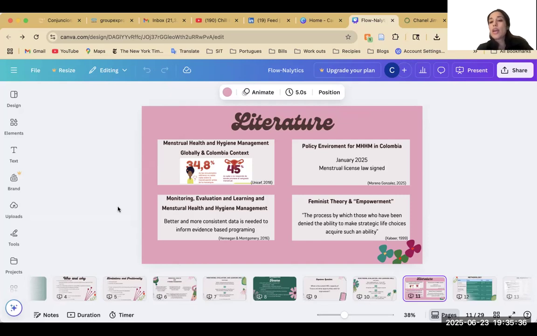And then I also wanted to look at feminist theory and empowerment, because the word empowerment is very commonly used in a lot of youth development workshops, in a lot of development workshops, even adult workshops. I wanted to look into it and also look at feminist theory because it's related. So I pulled something from Kabeer, from 1999, where she says empowerment is the process by which those who have been denied the ability to make strategic life choices acquire such ability.